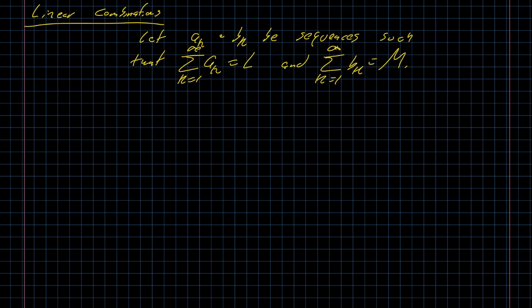The last thing here, I want to talk about linear combinations. Let's consider two sequences, a_k and b_k, and I want to choose these such that the series built on them each converge. So the series on a_k, the sum of a_k, converges to L, and the sum of all the b_k converges to M. And let's also pick a couple of other values. Let's let p and q be constants.